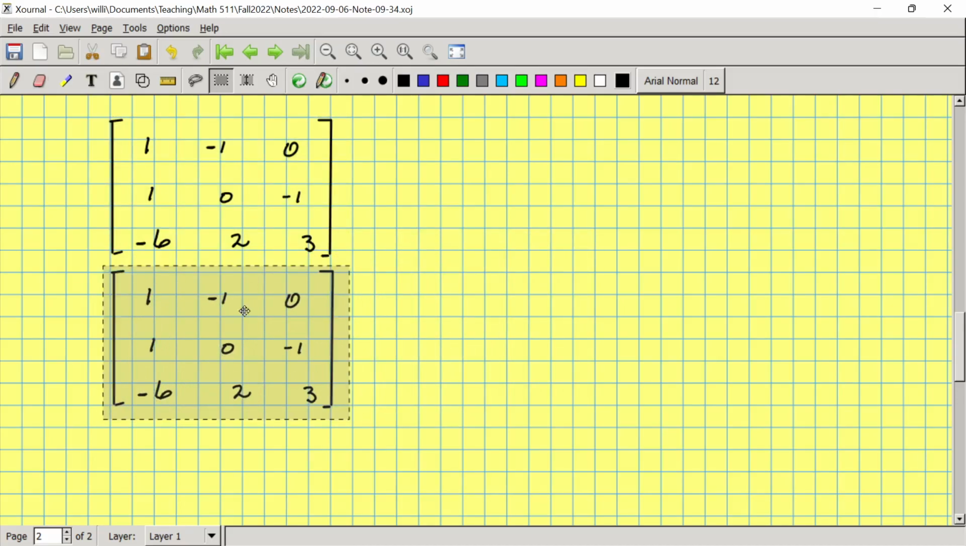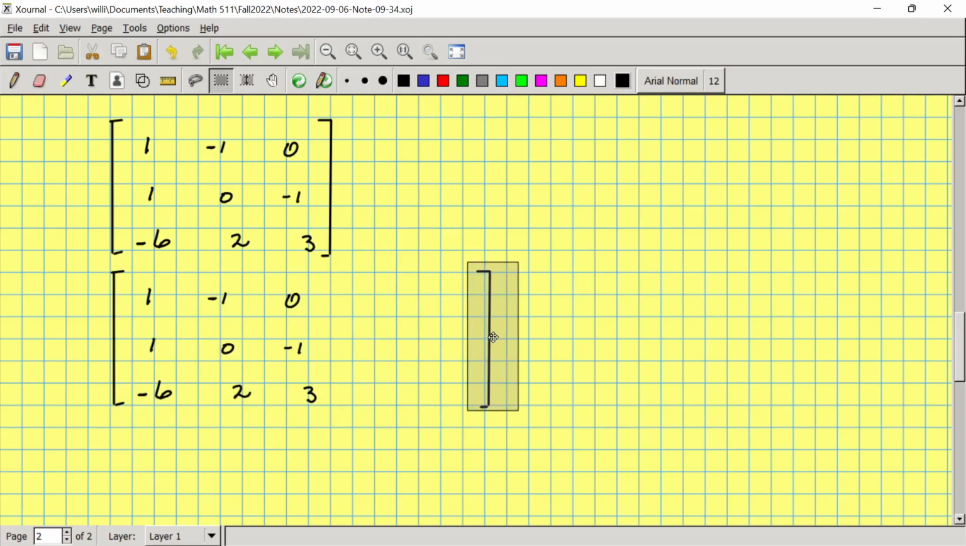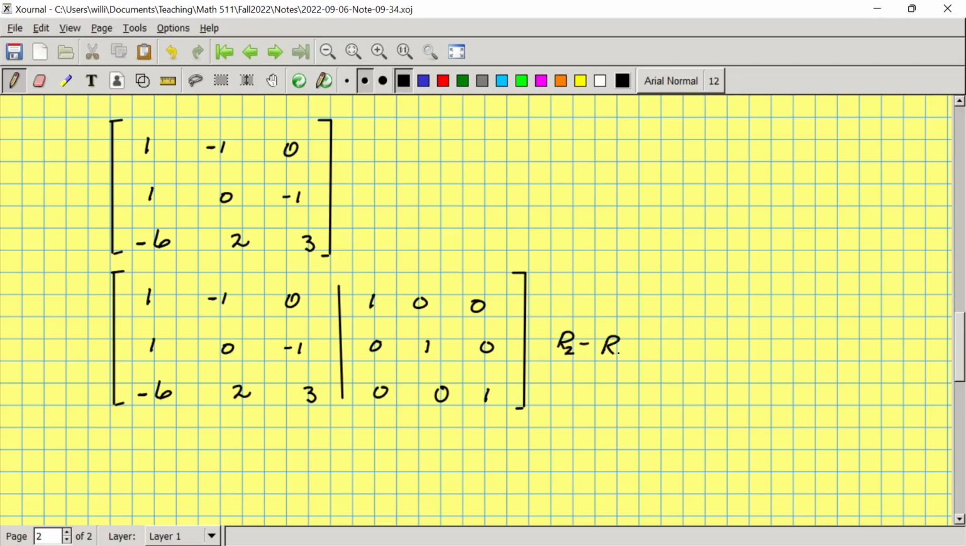Would it be a good idea to switch R2 and R3? Nah. In fact, I stay away from switching rows when I'm doing things like this. You could. But both of them have a 1, a 0, and a negative 1 in it. I don't see any particular advantage of one over the other. So let's see. We're going to subtract row 1 from row 2, and we're going to add 6 times row 1 to row 3.